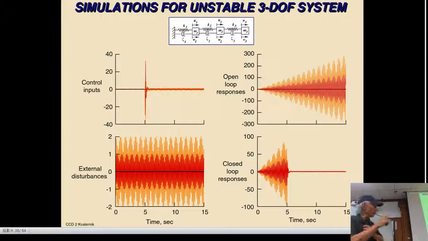But if you look carefully, your output is still vibrating. Why? Because your disturbance is still there. Your earthquakes still come in. They don't stop yet. So you still have a small vibration here, right? Your control force is still in there. Did you see the control force after 5 seconds? Small, but it's still working. As long as you have a disturbance still going on, your control force still goes on.